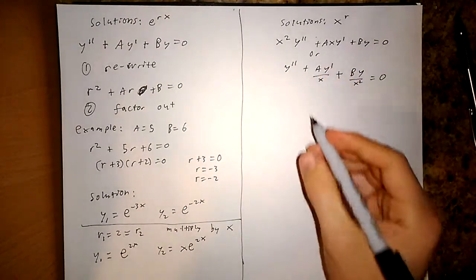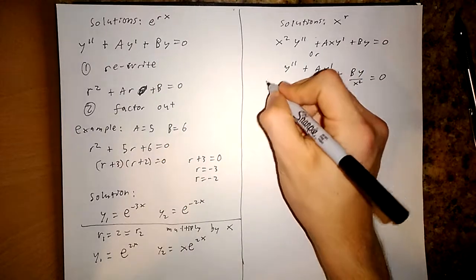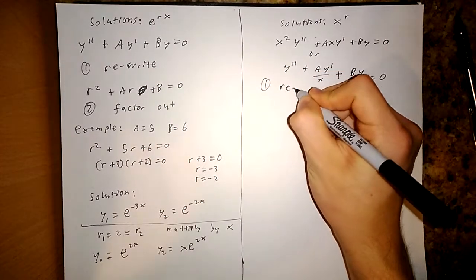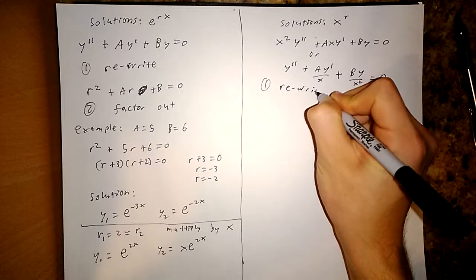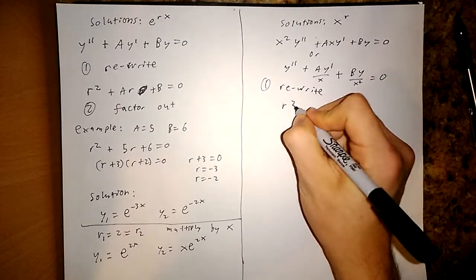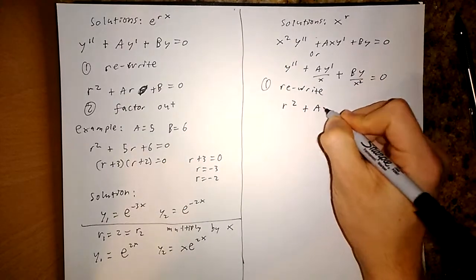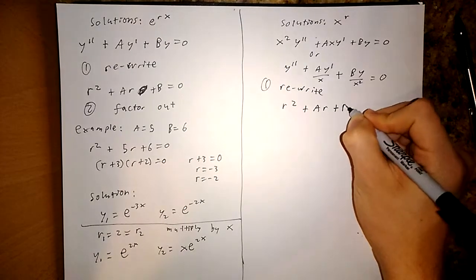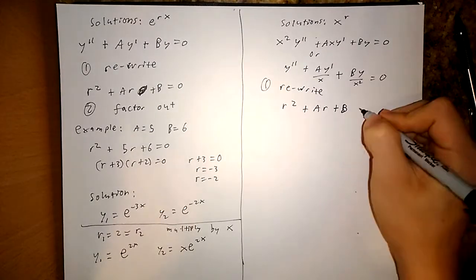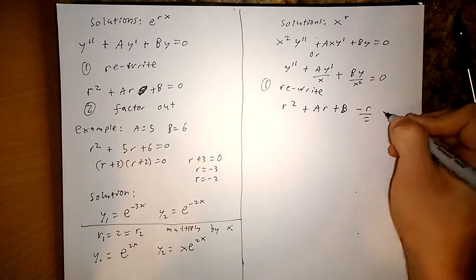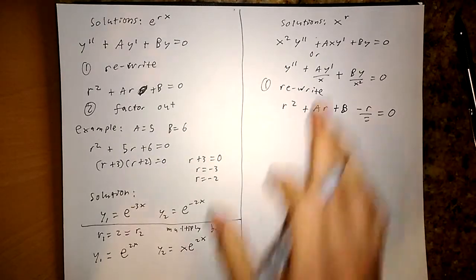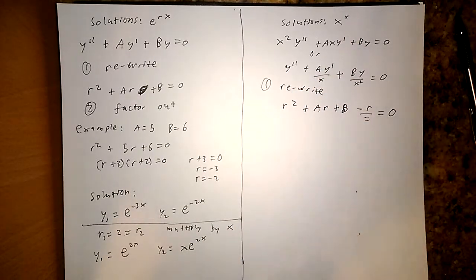All right, now we're going to go over this type. It's almost exactly the same. You're going to want to rewrite it with the r's. So we have r squared plus ar plus b. Now the only difference is you're going to have a minus r. Very important. It's only done in x to the r types. So you're going to have a minus r at the end there.